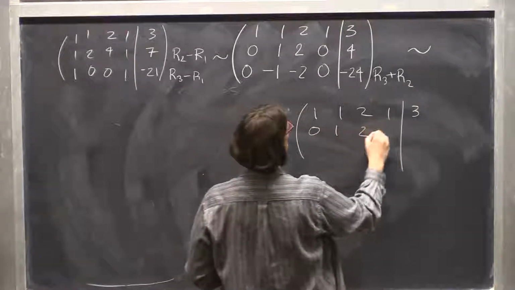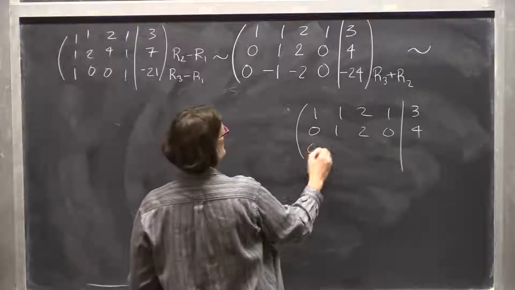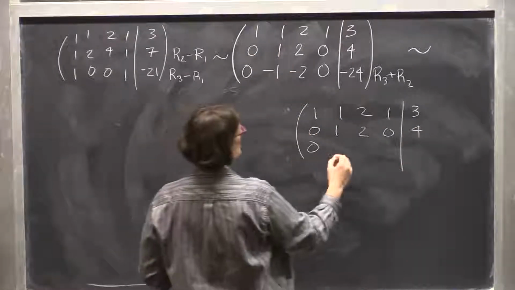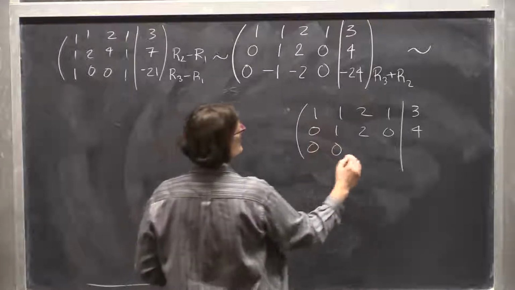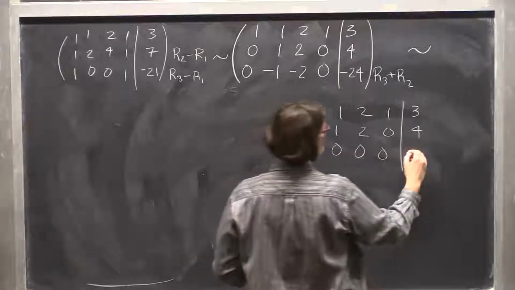0, 1, 2, 0, 4. 0 plus 0 is 0. Minus 1 plus 1 is 0. Minus 2 plus 2 is 0. 0 plus 0 is 0. Minus 24 plus 4 is minus 20.